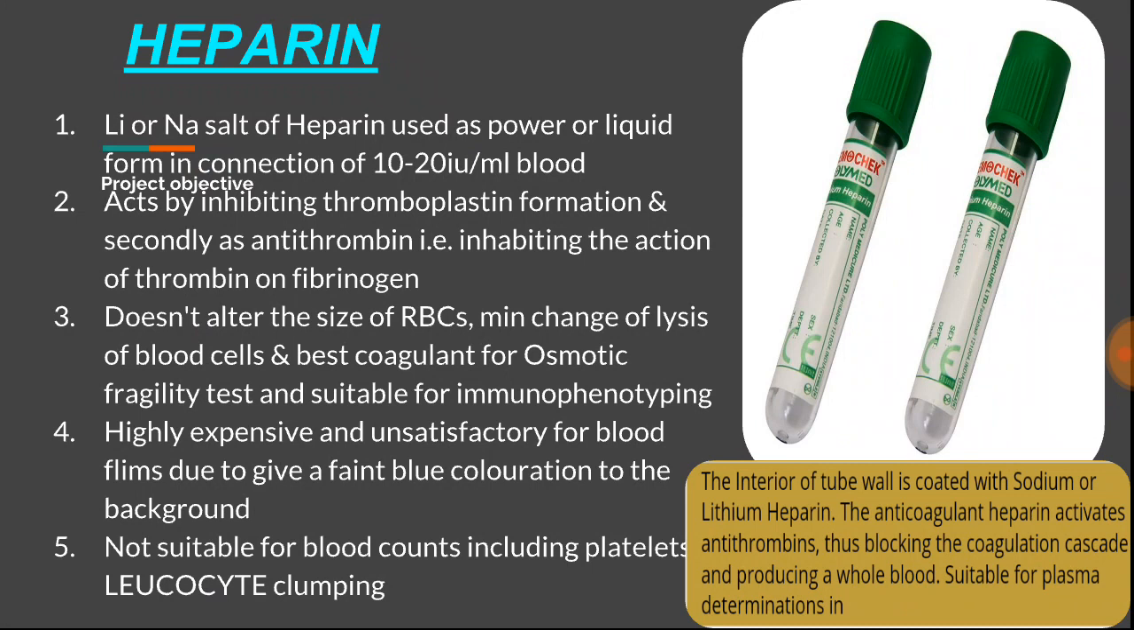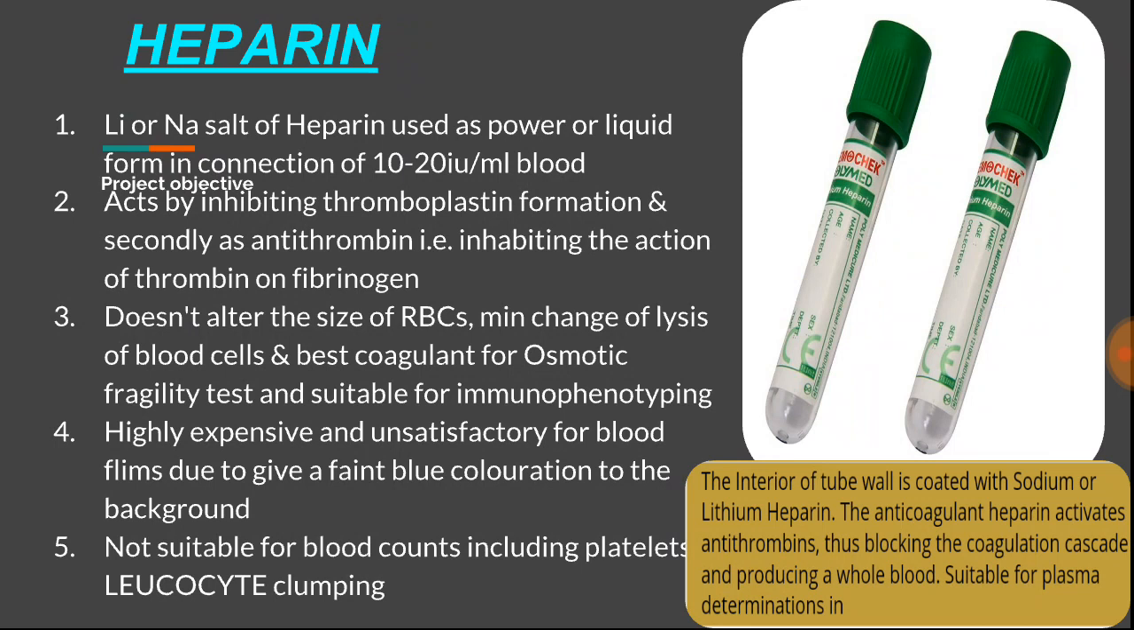It is also used in the ABG test, the arterial blood gas test, because it is a neutral agent that does not change the pH of the blood, so it is the most suitable for arterial blood gas tests. But it is highly expensive and unsatisfactory for blood films, as it gives a faint blue coloration to the background of the slide, and it is not suitable for blood counts, including platelet and leukocyte clumping.